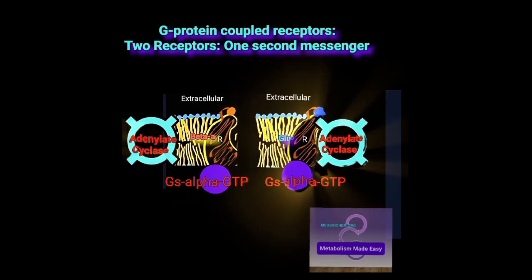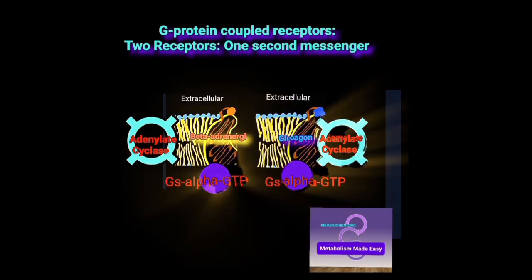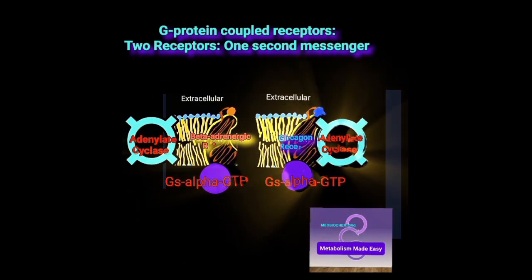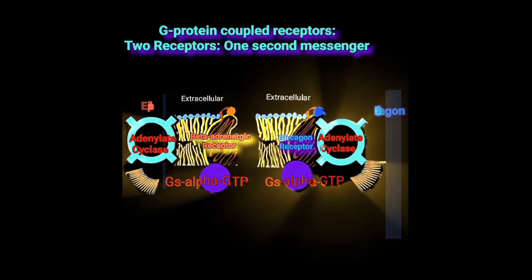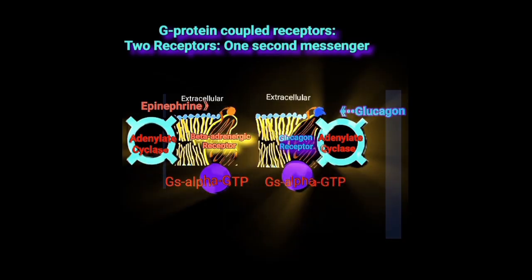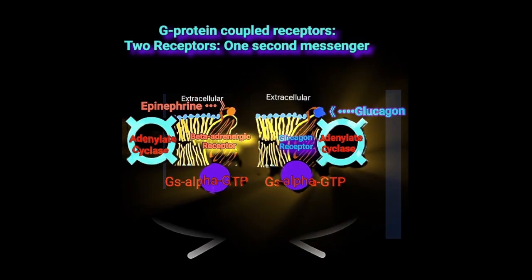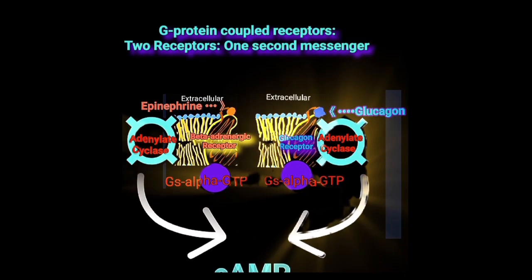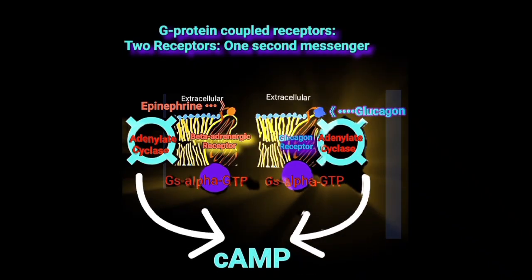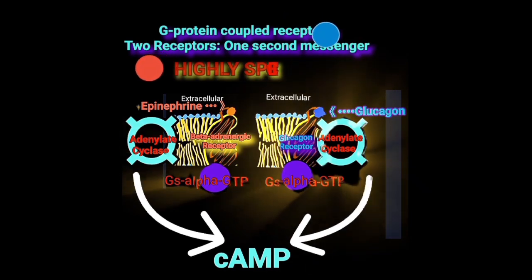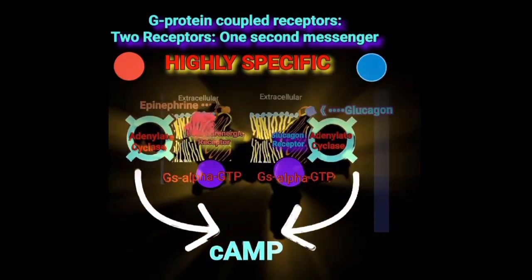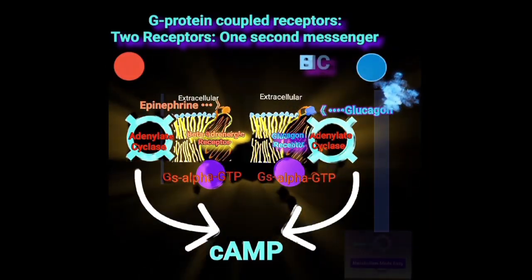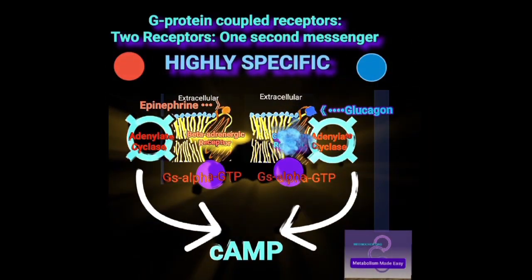Activation of either the beta adrenergic receptor by epinephrine or the glucagon receptor by glucagon activates GS-alpha, which in turn activates adenylate cyclase that produces the second messenger cyclic AMP. G-protein coupled receptors are highly specific. Only epinephrine can activate the beta adrenergic receptor, and only glucagon can activate the glucagon receptor.